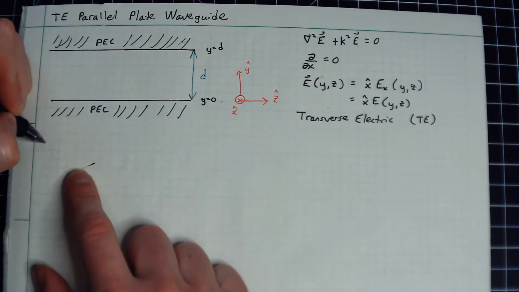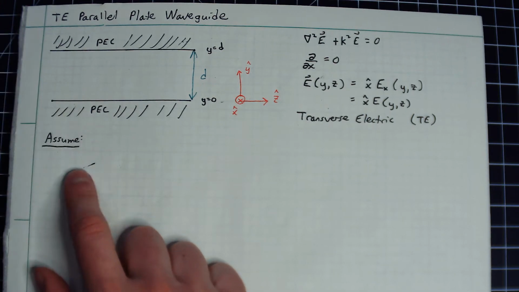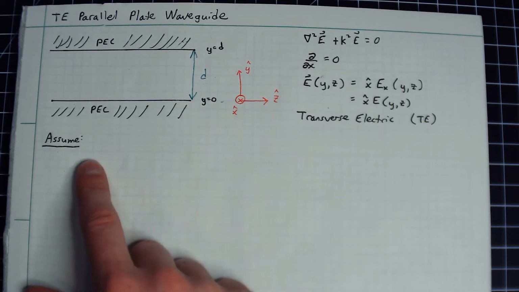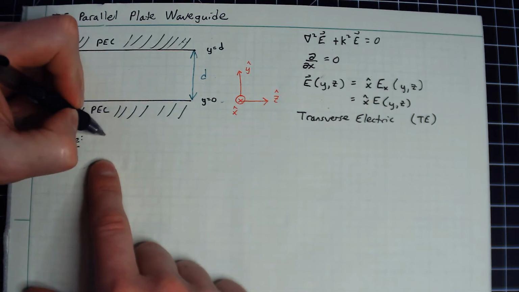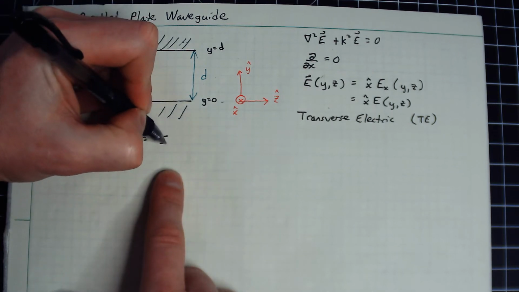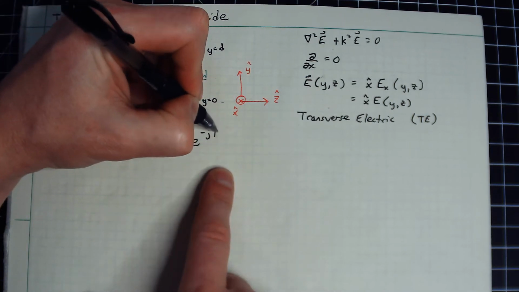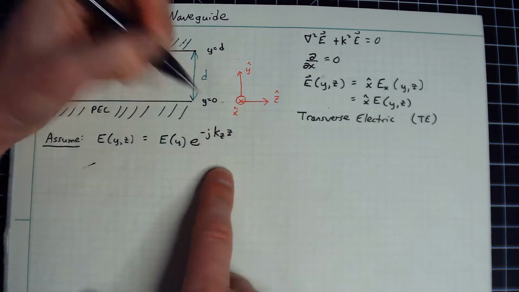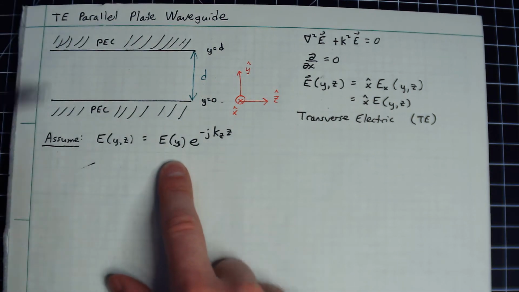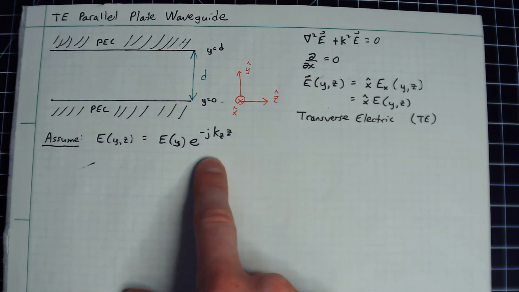So I'm going to just assume, this is a wild assumption. Maybe it'll lead me somewhere, maybe it won't. And of course it will lead us somewhere because we have the benefit of hindsight here. But I'm just going to assume that my function for my electric field is going to look something like the following: E of y, e to the minus j k sub z z. In other words, I'm going to have some functional dependence this way, but whatever the dependence is in this direction, it's going to take on this sort of waviness.